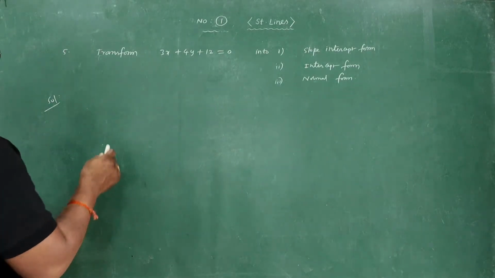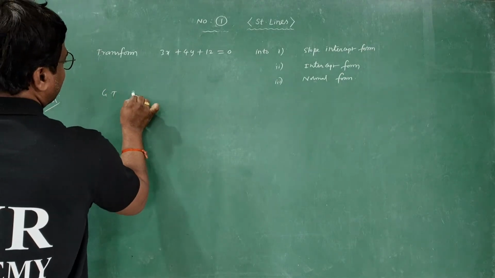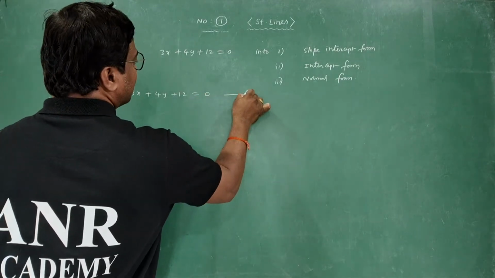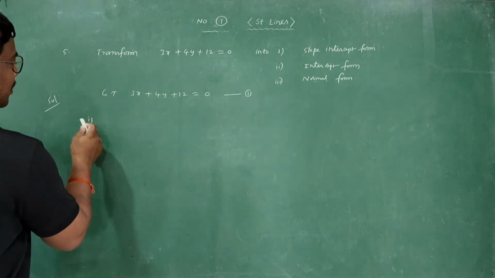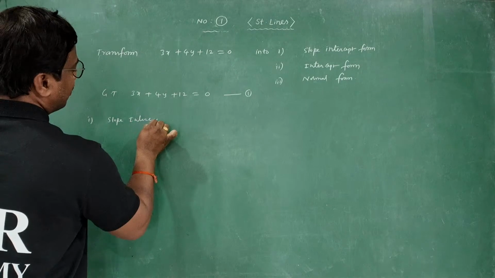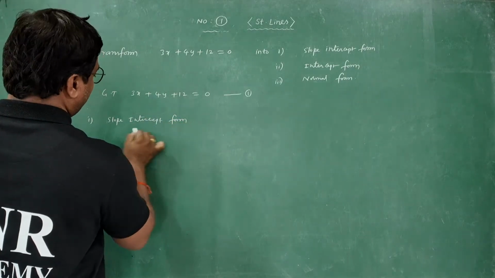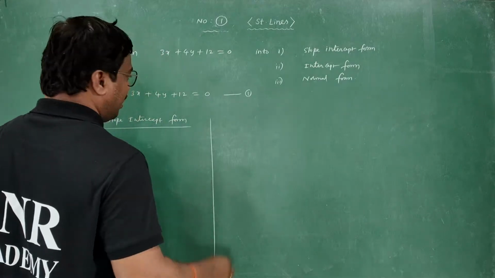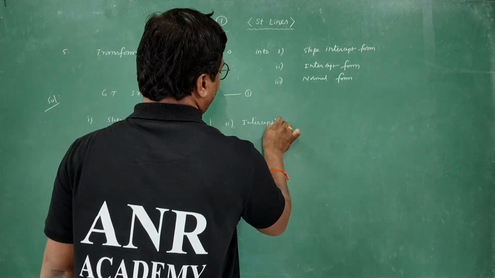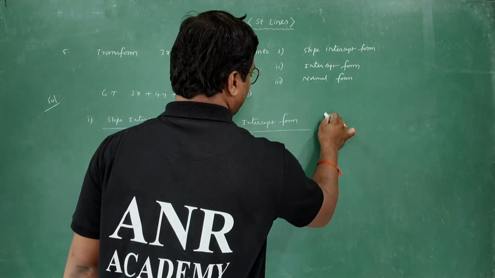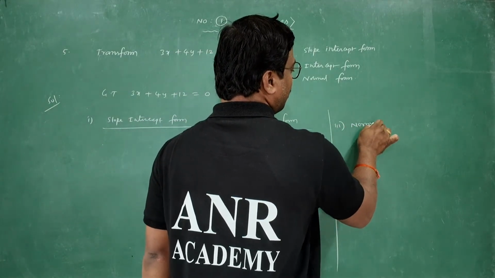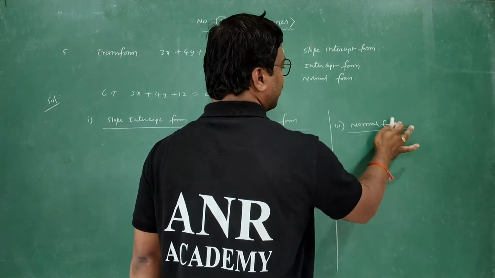See, given that the equation 3x plus 4y plus 12 equal to 0. This is the given equation. First one, slope intercept form, right? Next, the second one, intercept form. Next, the third one, normal form of equation of line. Okay?